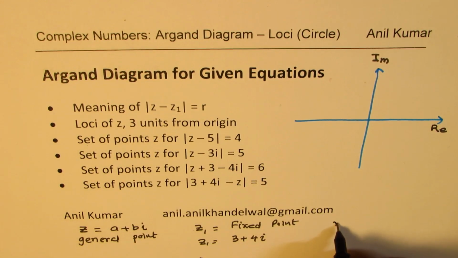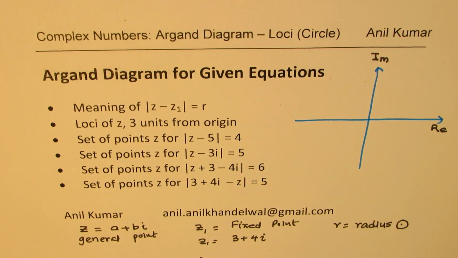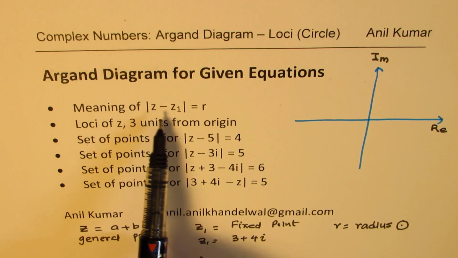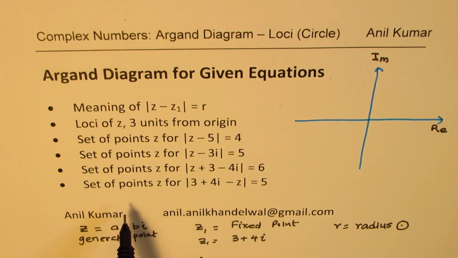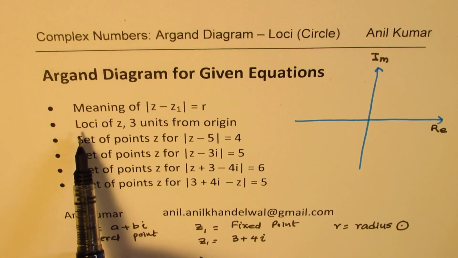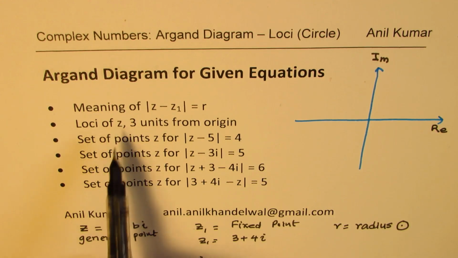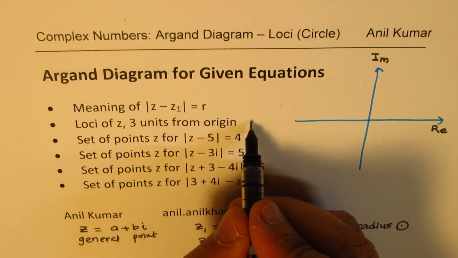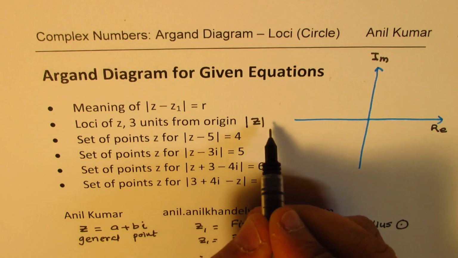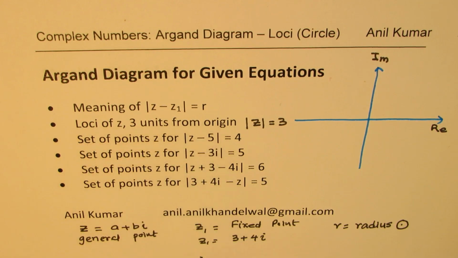And r will be the radius of the circle, right? So these are the terms which are being used. We'll actually discuss what is the meaning of the absolute value of z minus z1 equals r. Then we'll sketch the diagrams for these conditions. Loci of z, 3 units from origin. So when I say loci of z, that means all general points which are 3 units from origin. So basically it means that I could have also written this as the absolute value of z is equal to 3. So that translates to this.